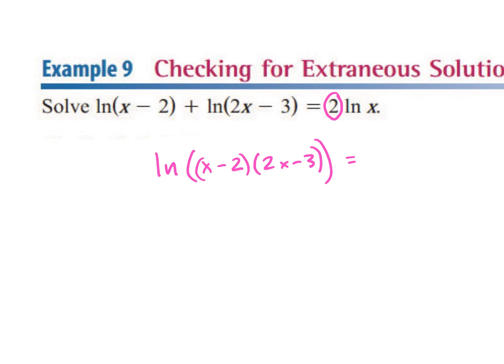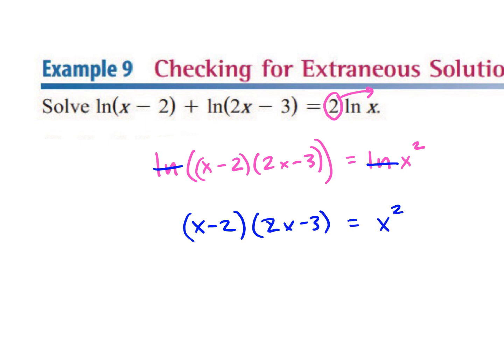Can you put it on the x? I put it on the x. So this would be ln of x squared. So now that I have ln of something is equal to ln of something, what happens? Well, they just cancel, because when ln's are on both sides, they cancel. So here I have x minus 2 times 2x minus 3 is equal to x squared.